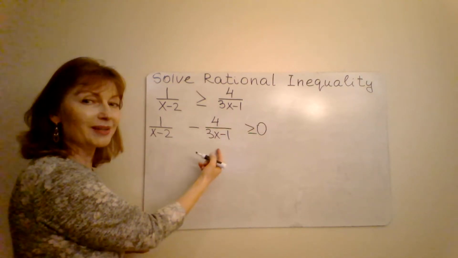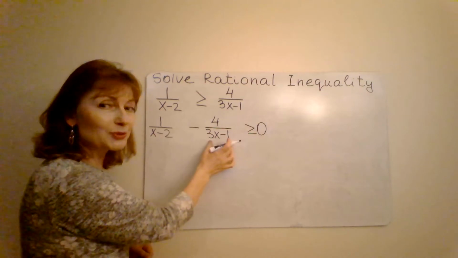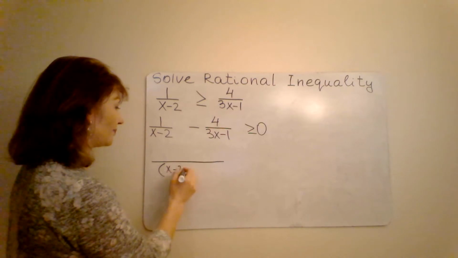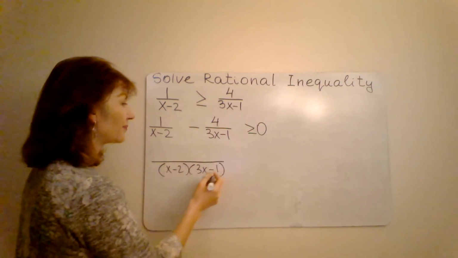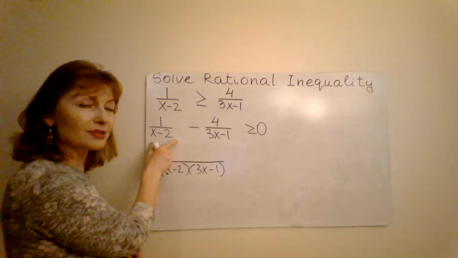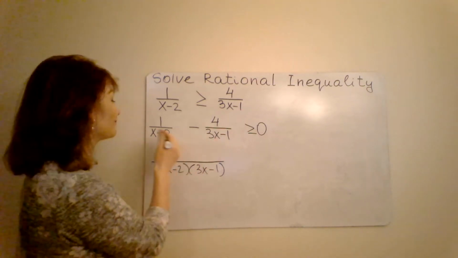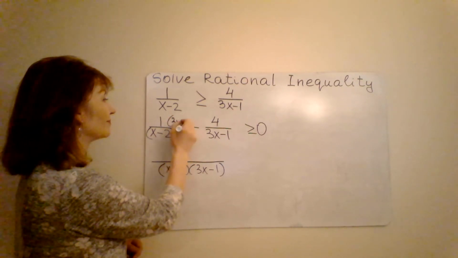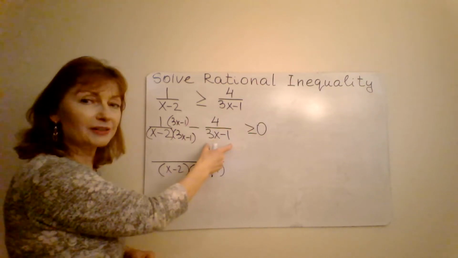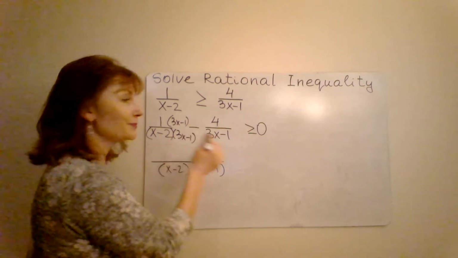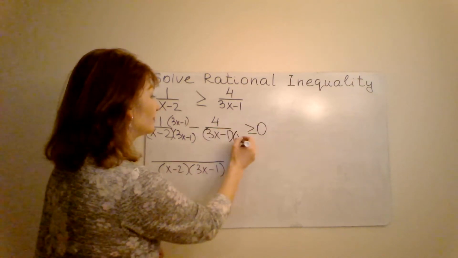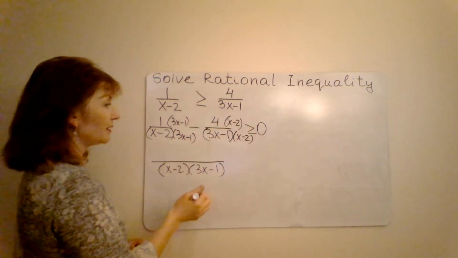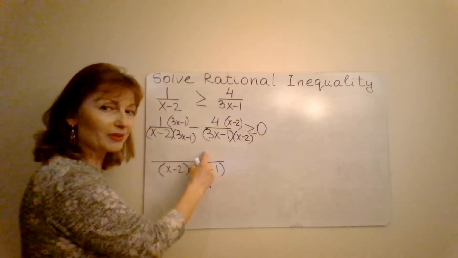So the least common denominator is the product of these two denominators. The missing factor for the first fraction is 3x minus 1. The missing factor for the second fraction is x minus 2. Now we can write the numerator.